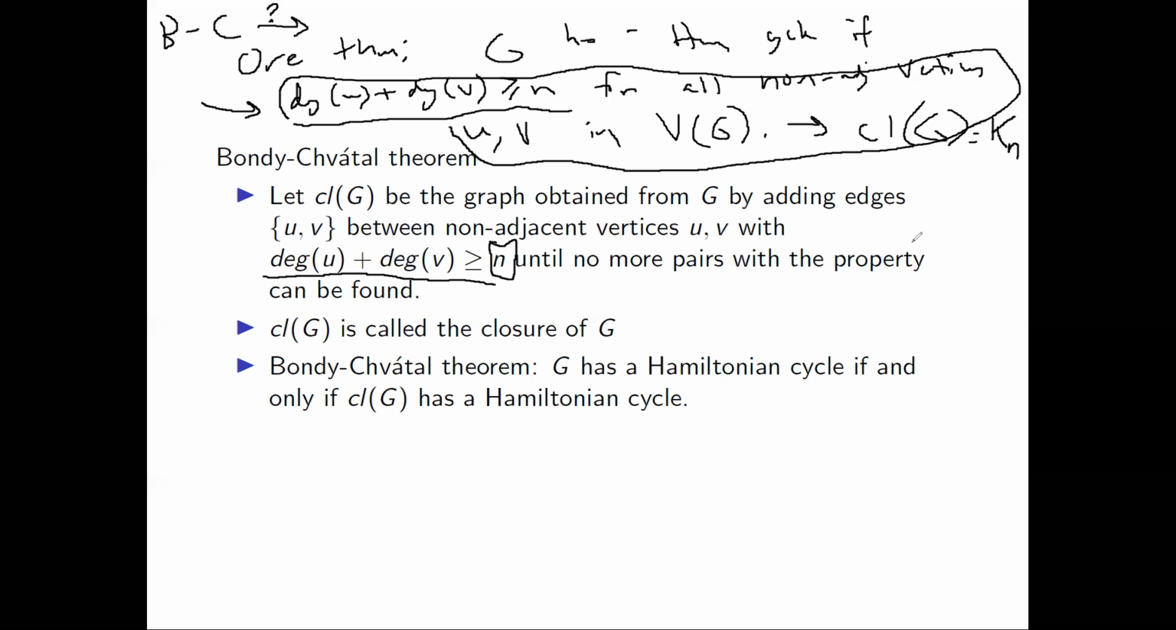So since Kn has a Hamiltonian cycle, that tells us that this graph right here, in which the sum of the degrees of any two non-adjacent vertices is at least the order, must also have a Hamiltonian cycle. So we get Ore's theorem from this Bondy-Chvátal theorem. So now that we see the implication, let's discuss why this theorem is true. So let's do a proof of it.